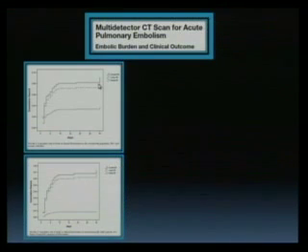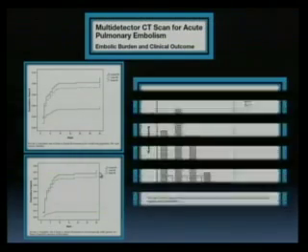Similarly, with intermediate risk PE, you would see here, this is the distal PE. Look at the hazard ratio. This is the lobar PE, and then eventually you go up to the central PE. Look at the hazard ratio, it progressively increases as you go from distal to proximal.